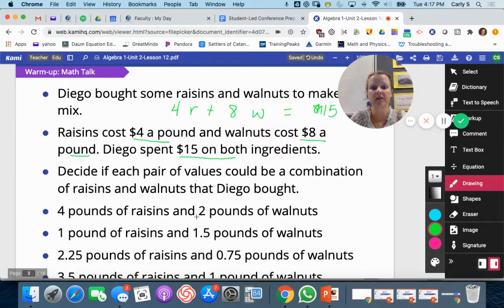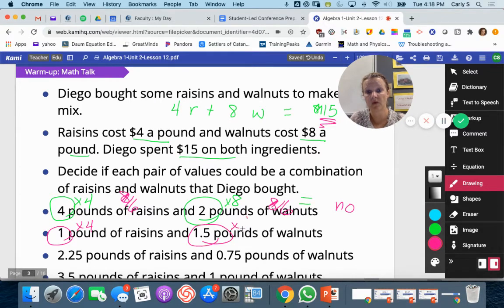All right, so 4 pounds of raisins and 2 pounds of walnuts. So 4 pounds of raisins times 4 and 2 pounds of walnuts times 8. How much would that be? So 4 pounds of walnuts is $16. So no, it's not. Because Diego spent $16 on raisins and $16 on walnuts, but only spent $15 on both ingredients total. Okay, so no.